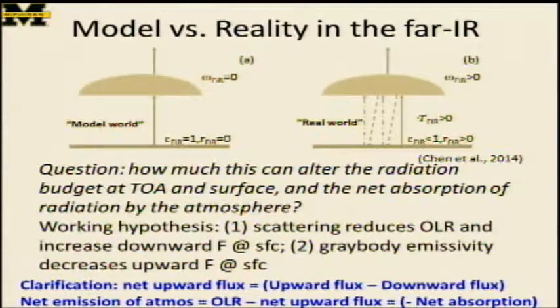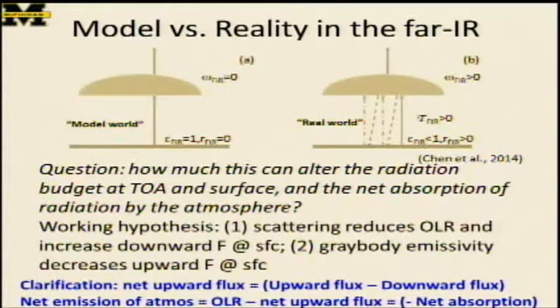Another quantity normally ignored by people when they study the radiation budget, or at least not as extensively studied as TOA and surface, is the net absorption of radiation. If you take the difference between the OLR and the net upward flux from the surface, that gives you the net emission from the atmosphere. If that is a positive number, the atmosphere is radiatively cooling. If it is a negative number, the atmosphere is radiatively warming up by this process.